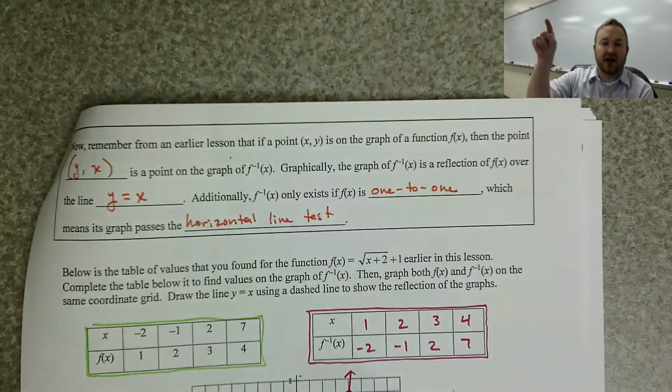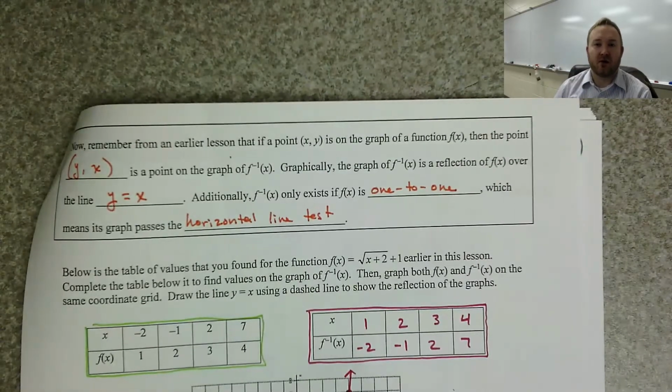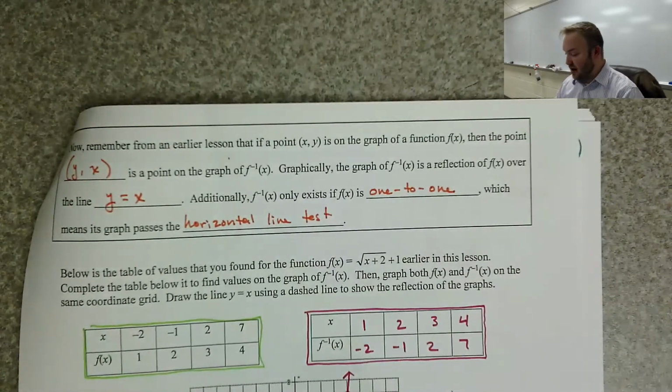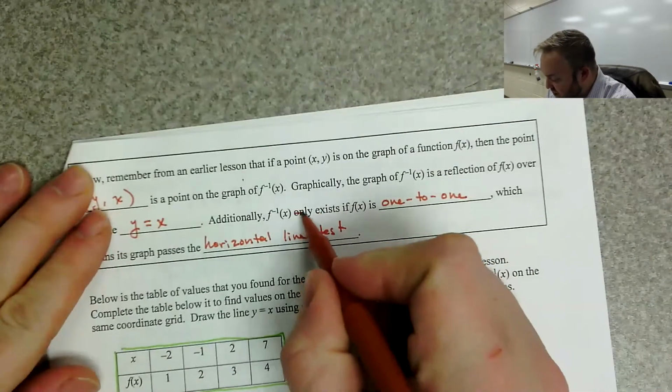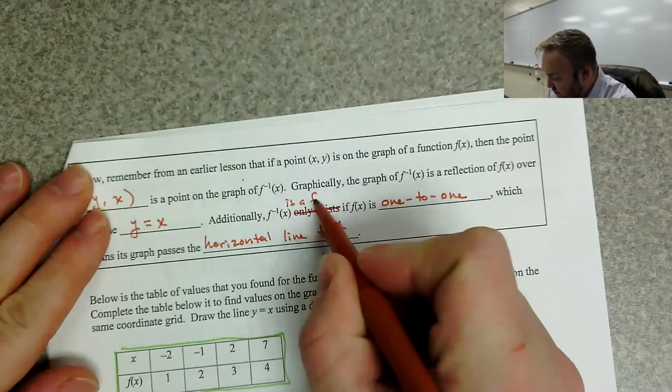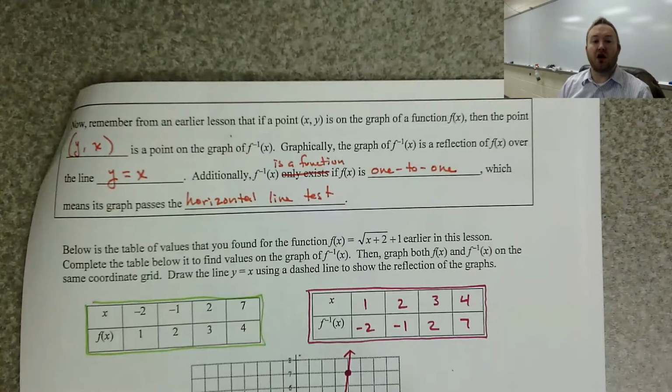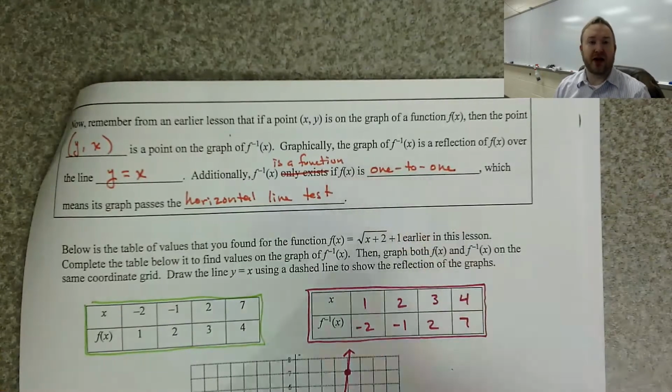That's that diagonal line, and every point on the line y = x has the same x coordinate as its y coordinate. So those points are unaffected by an inverse, because if you take a point like (3, 3) and switch its x and y coordinates, it's still (3, 3). It's the same point, right? Additionally, it says the inverse only exists, and that really should say the inverse is a function, if f(x) is 1 to 1.